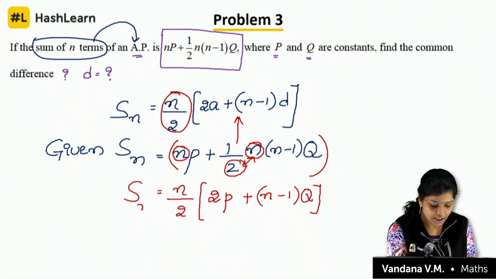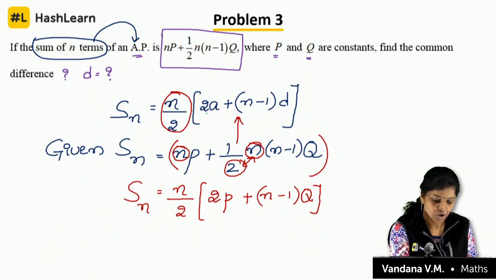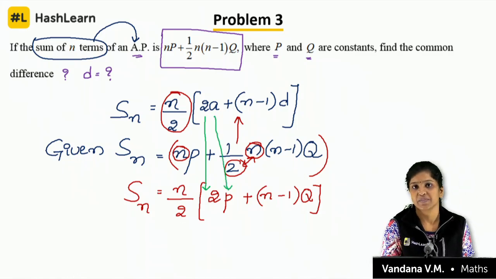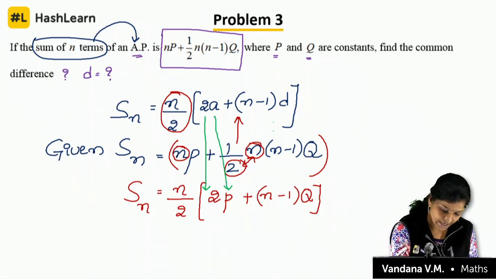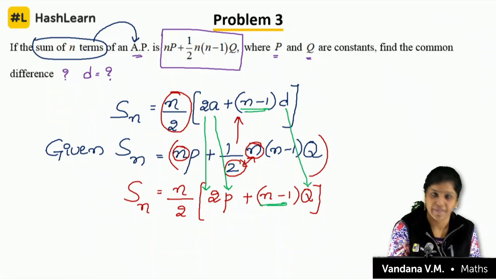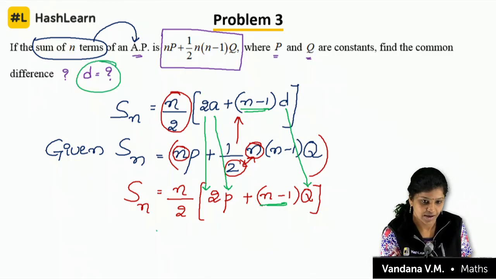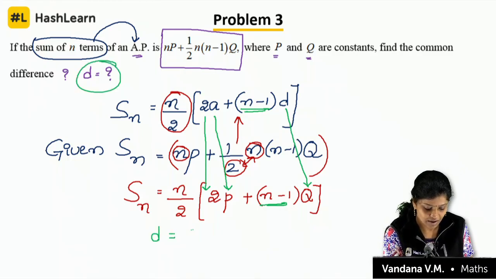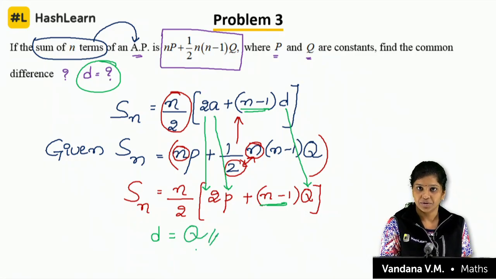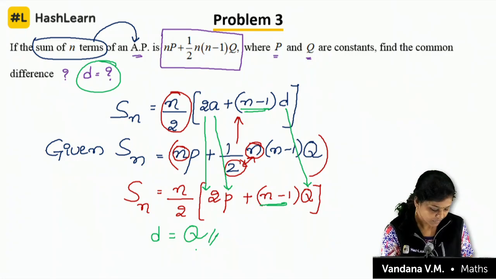Now cleanly you observe, children. Now this is also looking like 2a, so 2 means 2 only, p value, that means the first term is p, and n minus 1 means here also n minus 1. So d must be q. That's what I have to find out, right? So I can clearly say that d is equal to q. Understood now, children? Very simple if you understood the concept. Next one.